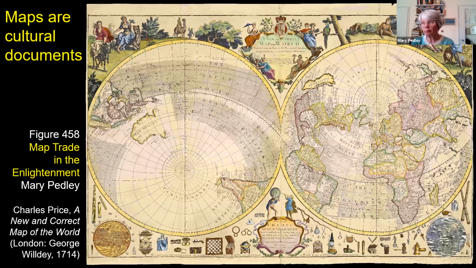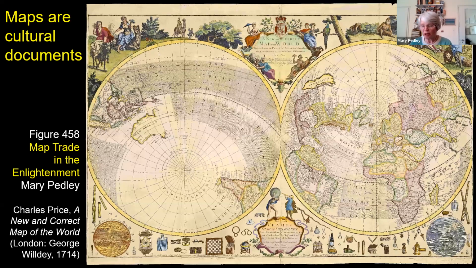Here we have a completely different kind of map. It's a map of the world, done by a man named Charles Price. It was published in London in 1714. It shows the world in two hemispheres using this tilted or oblique projection for the world.